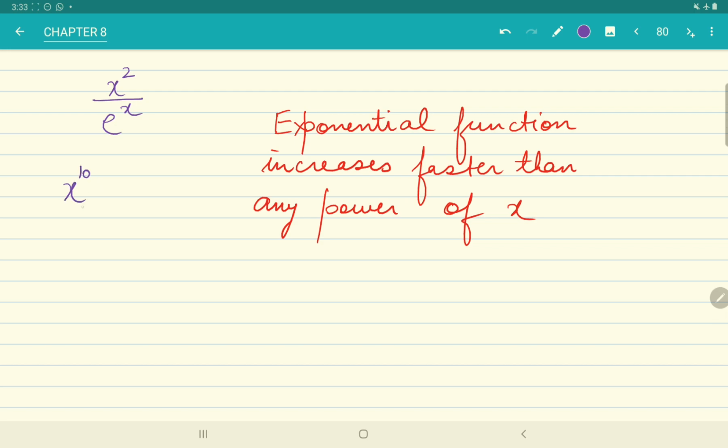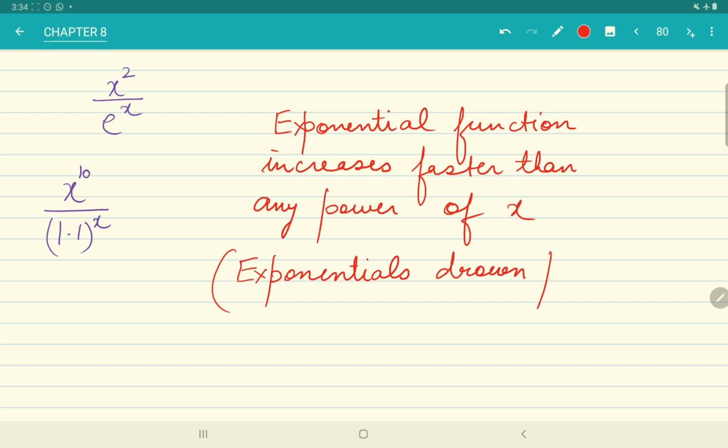And even if I take up x raised to the power 10 divided by 1.1 raised to the power x, even here both numerator and denominator will tend to infinity as x tends to infinity. However, again the denominator will increase at a much faster pace, because that's my exponential function, and I know that the exponential function increases faster than any power of x. In other words, we can say that exponentials drown powers.